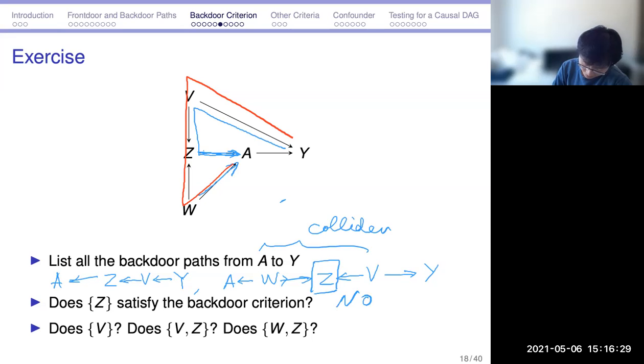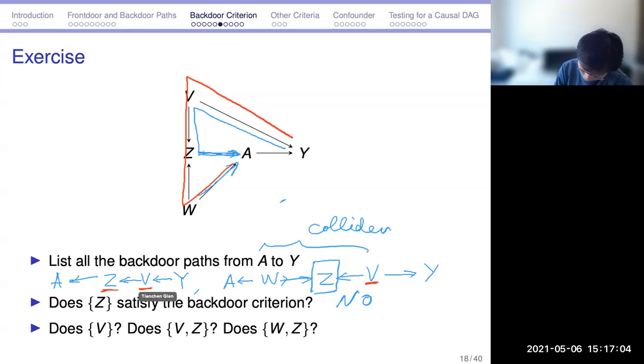Now, for the next questions, these are more straightforward, so I'll just go through them. Does V satisfy the backdoor criterion? Let's see. We have a V over here and we have a V over here. If we block V, or if we condition on V, it blocks both paths because these are not colliders. These are chains or forks. So that's good. Now the second question is, does V and Z?